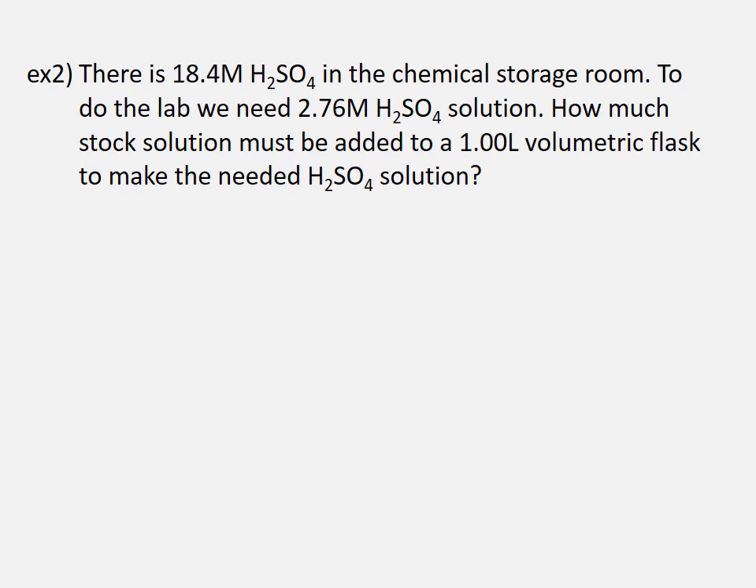There is 18.4 molar H2SO4 in the chemical storage room. To do the lab, we need 2.76 molar H2SO4 solution. How much stock solution must be added to a 1.00 liter volumetric flask to make the needed H2SO4 solution? So the volumetric flask is 1.00 liters, and we know a volumetric flask is always the final volume. So liters final will be 1.00 liters. We need to make a 2.76 molar H2SO4 solution. So that's the concentration we want in the end. So molarity final will be 2.76 molar H2SO4.